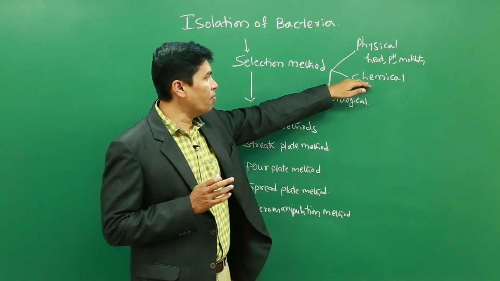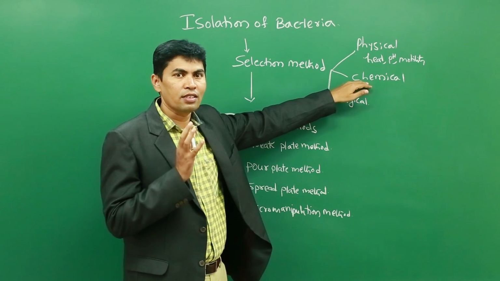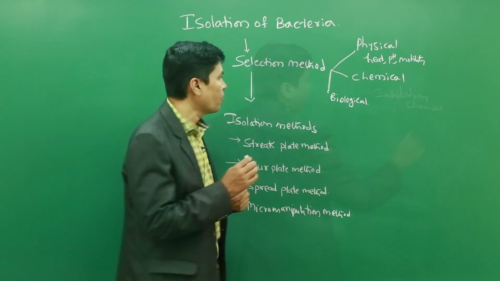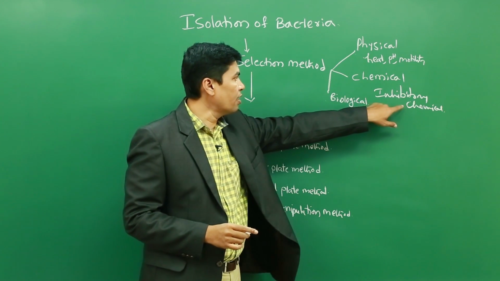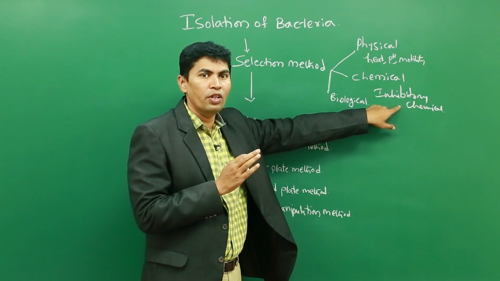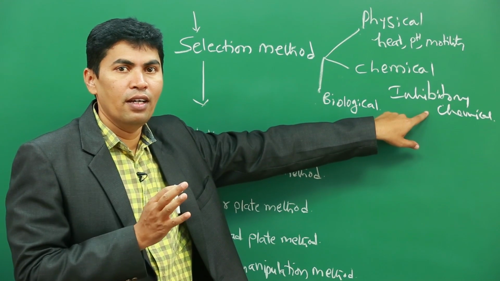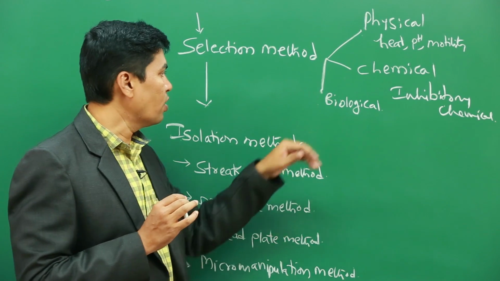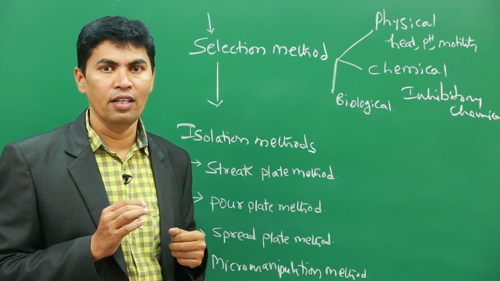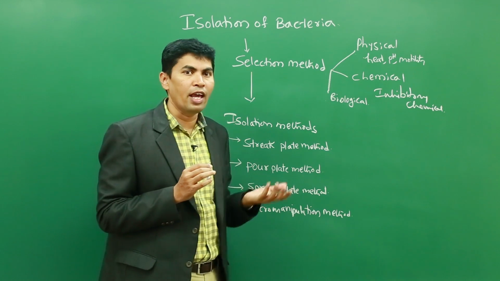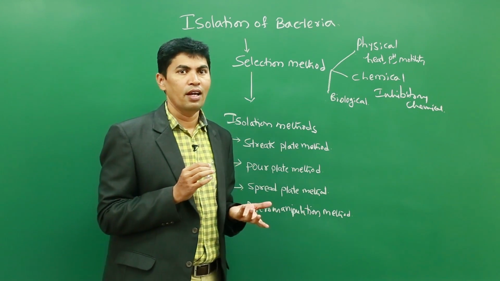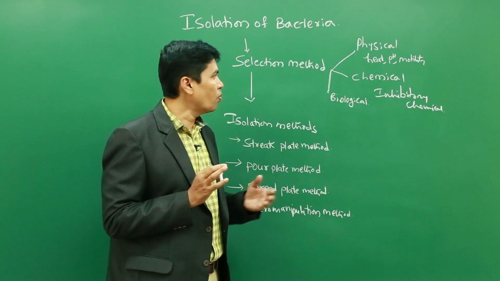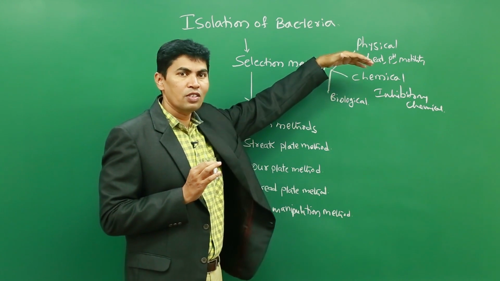Now we can use the chemical method of selection for screening microorganisms from a mixed population of bacteria. We can use some inhibitory chemicals within the media, so that this inhibits most of the bacteria, and the bacteria which are resistant towards these chemicals grow in that media. Similarly, biological selection can also be done, where some bacteria can be grown in some animals and some organs, and the other bacteria may not survive in those animals or in those organs. So by any one of these methods, we can go for the selection.